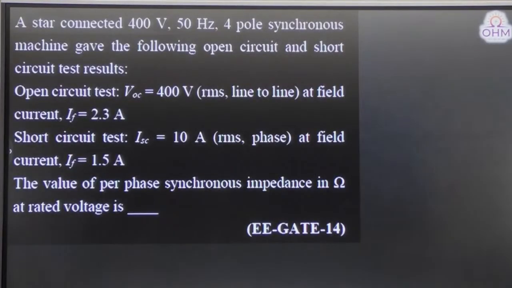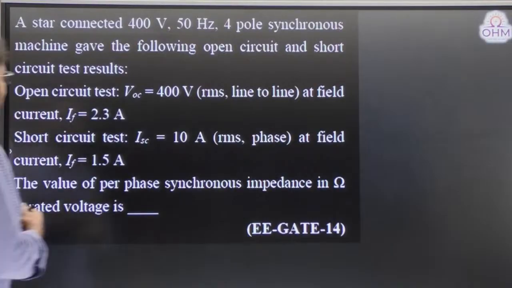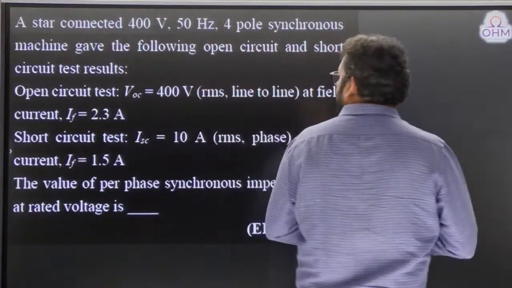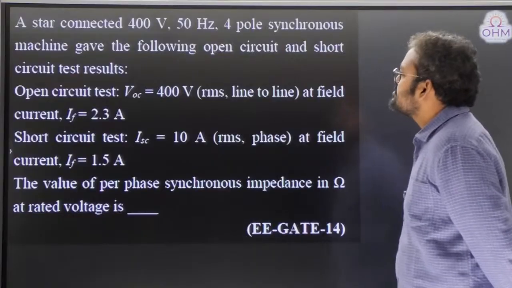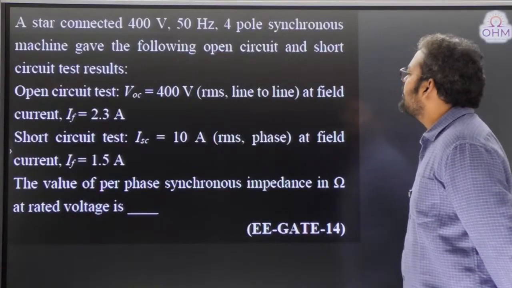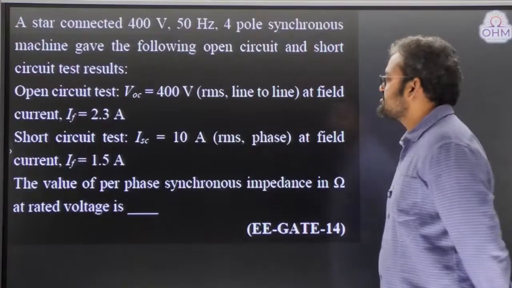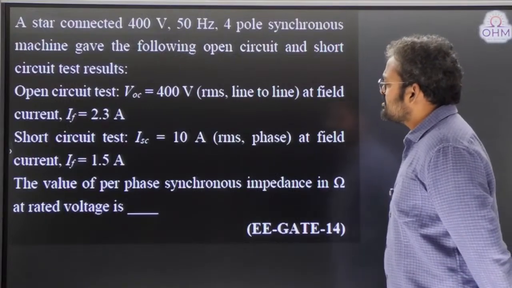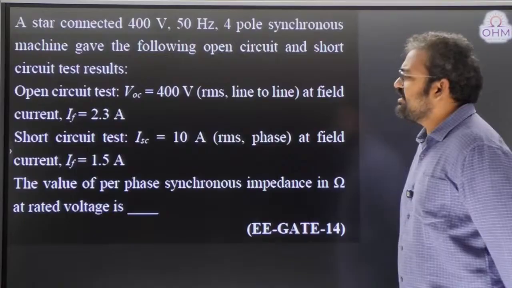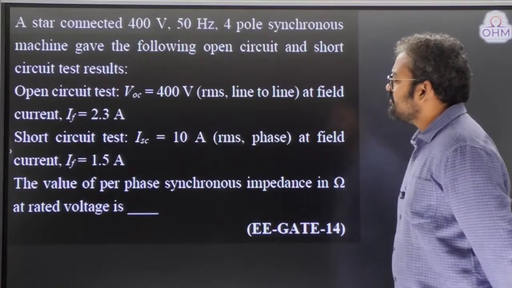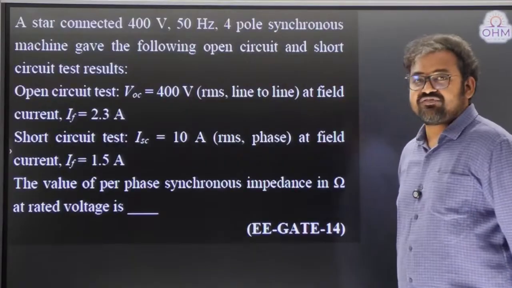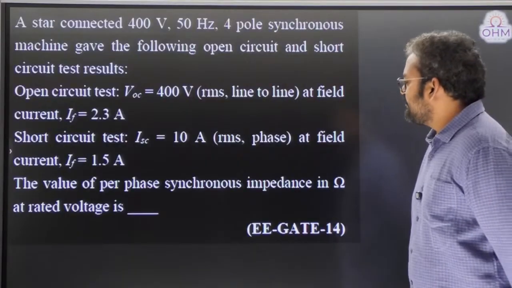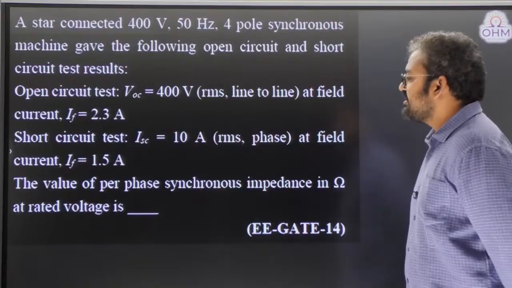Now look at this question. This is a question from the GATE 2014 paper. You can read the problem. It was a 2 marks question. A star connected 400 volt 50 Hz 4-pole synchronous machine gave the following open circuit and short circuit test results. Open circuit voltage was 400 volt at a field current of 2.3 ampere. Short circuit current was 10 ampere at a field current of 1.5 ampere. What is the value of per phase synchronous impedance at rated voltages?